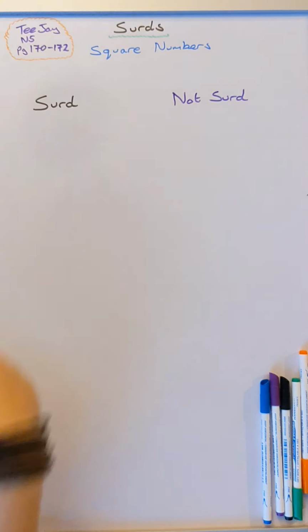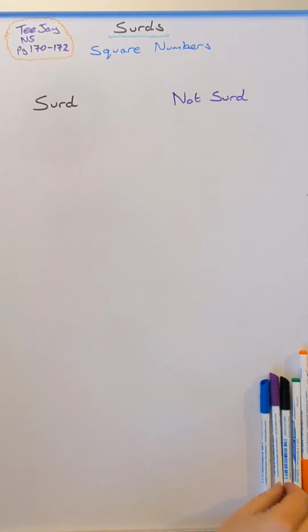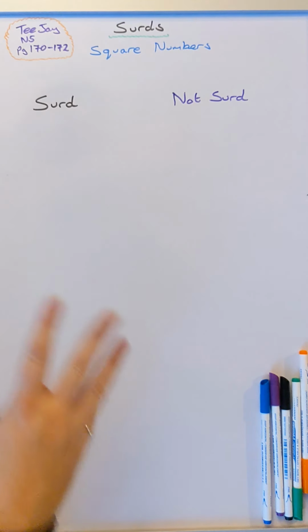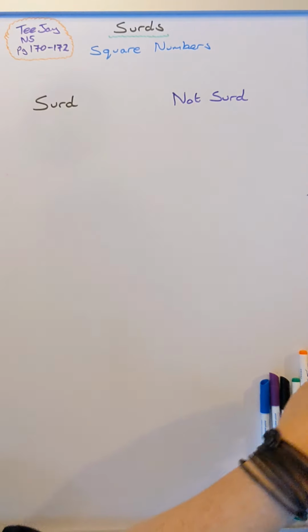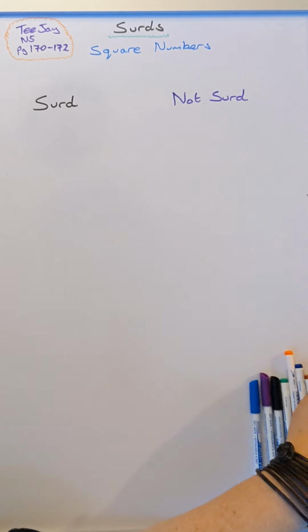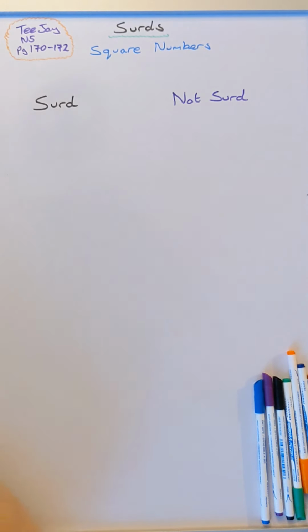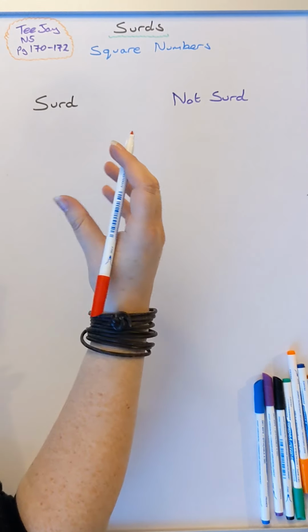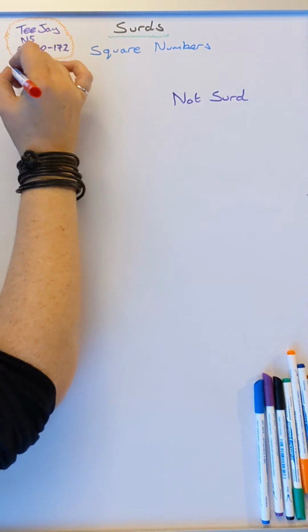In this video we're going to discuss surds. What is a surd and what is not a surd. So very briefly I'm going to remind you of square numbers. It's a good idea to memorize your square numbers.